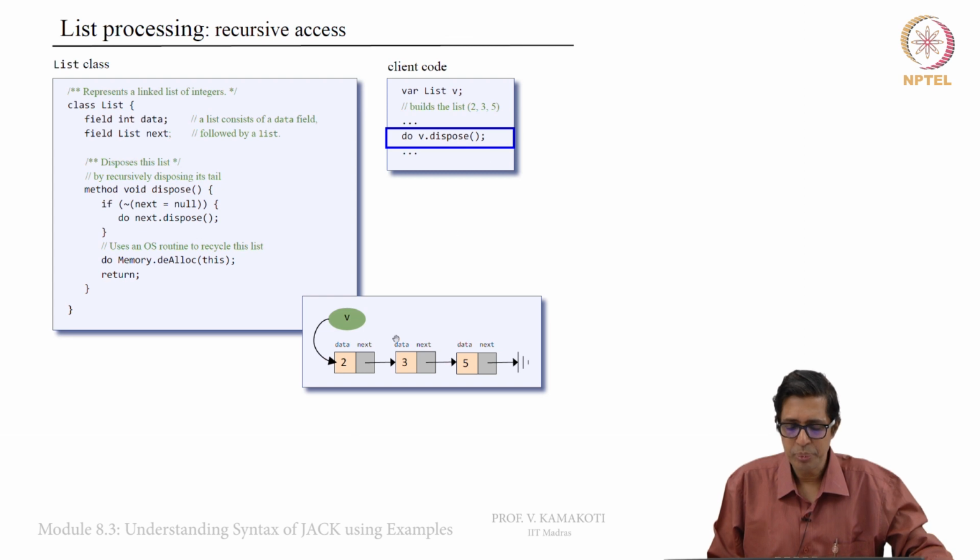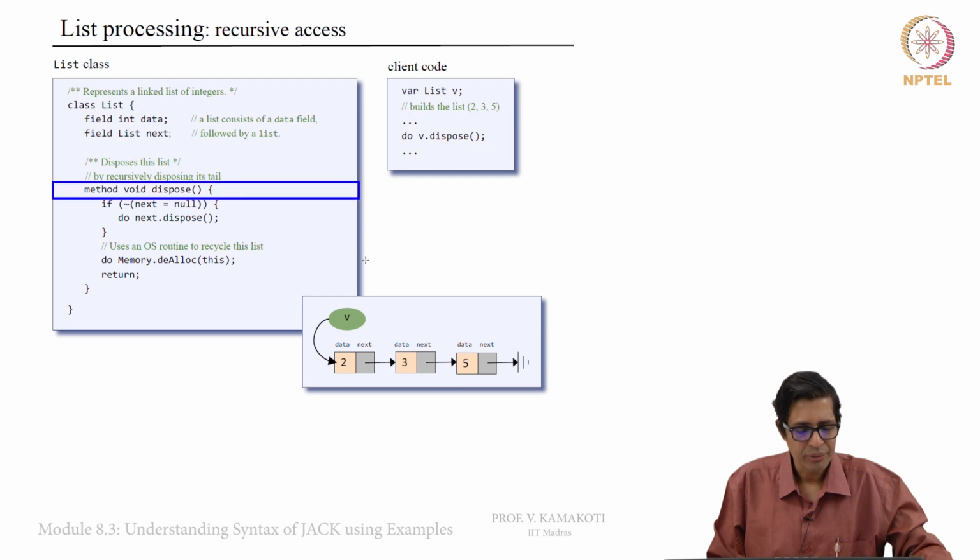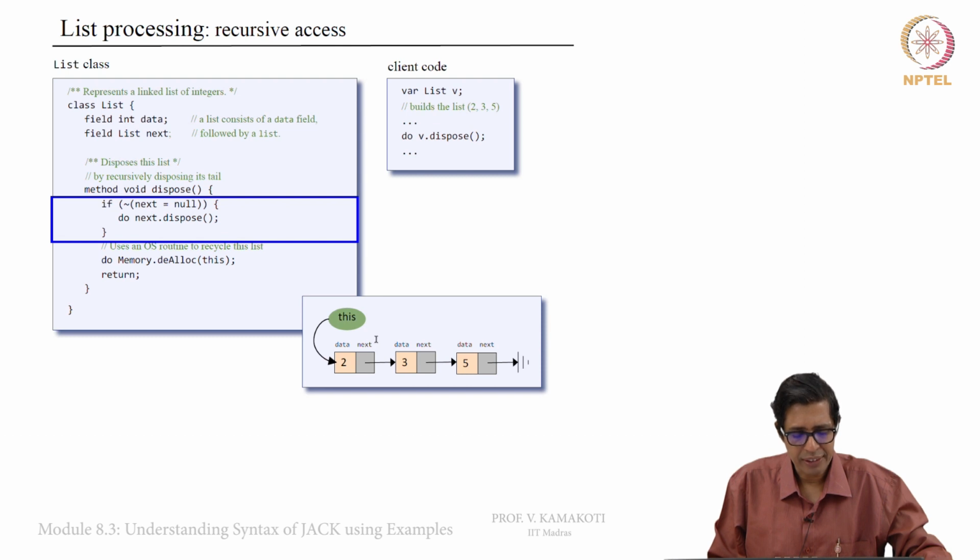Now how do we do this? So I have V and I want to dispose this entire thing. So how do you do this? First V dot dispose. So this means this is pointing to this. While next is not equal to null, next is not equal to null here, okay, because we have V, this dot next is not equal to null.